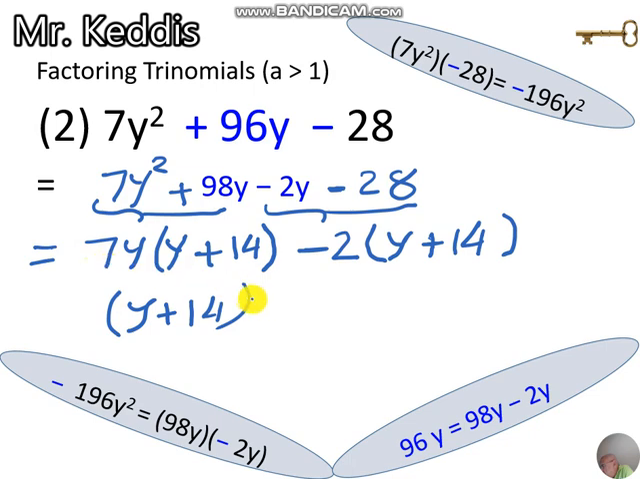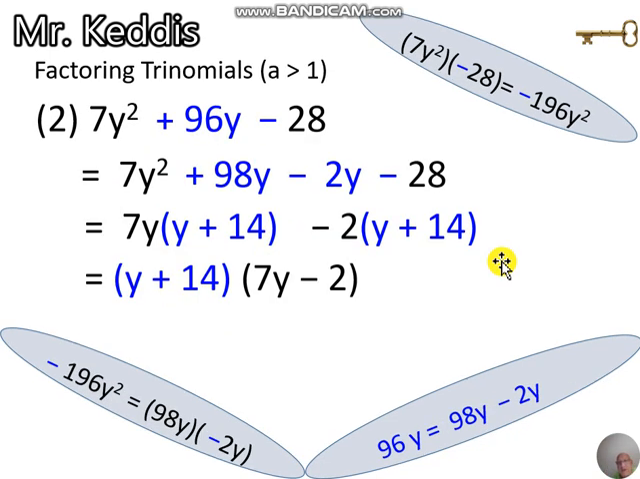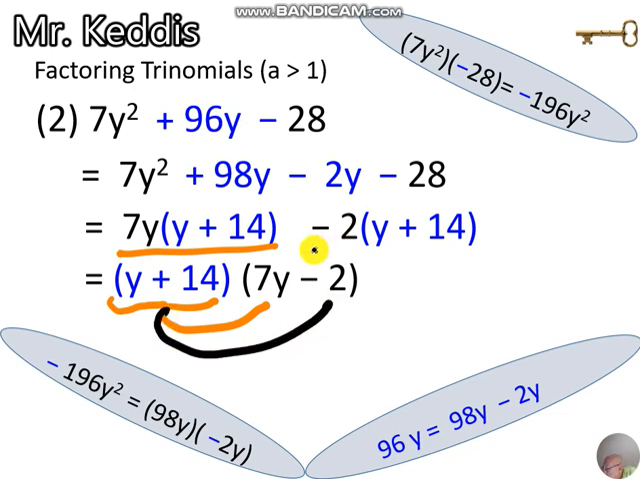If I multiply y plus 14 by 7y, I get the first term. I multiply y plus 14 times negative 2, I get the second term. Please pause and take notes. This is the same question I just did.